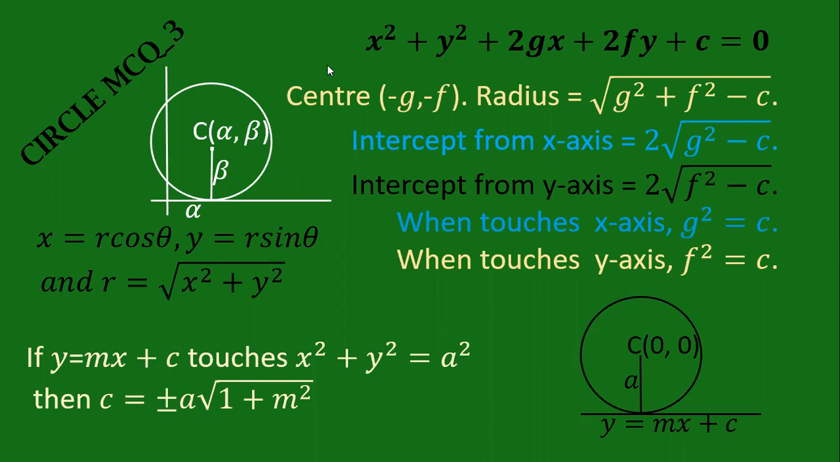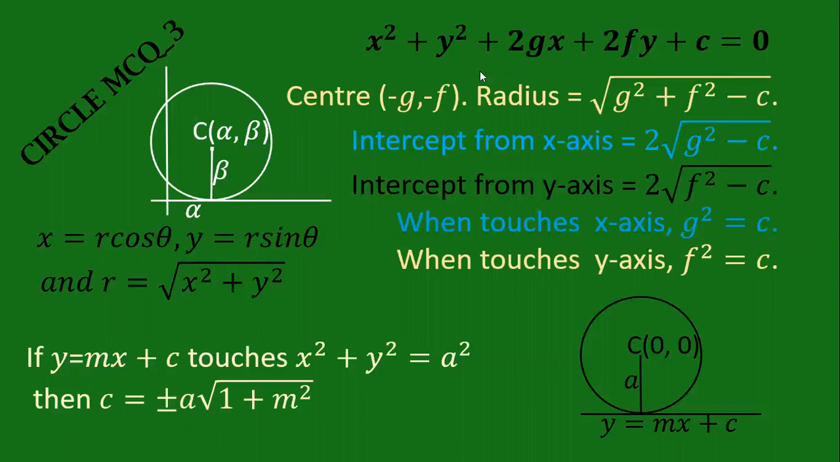First, the general equation of a circle: x square plus y square plus 2gx plus 2fy plus c is equal to 0. This is an equation of second degree where the coefficient of x square and y square is the same and there is no term involving xy.